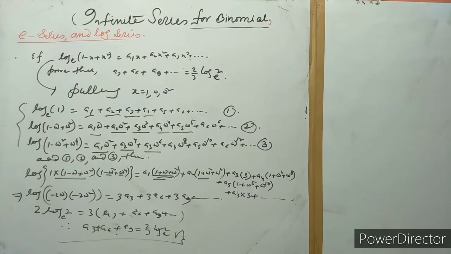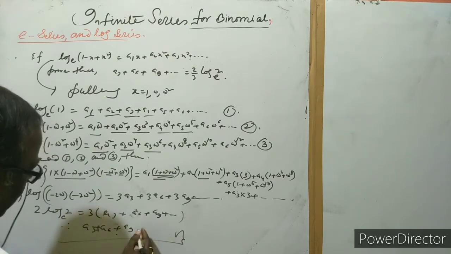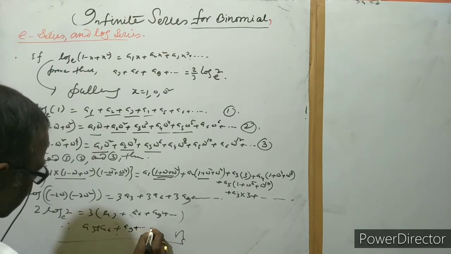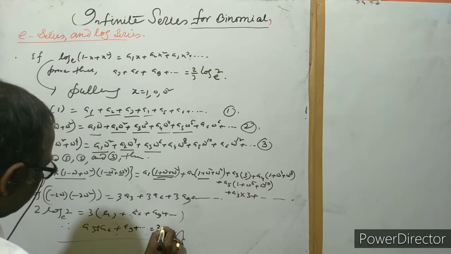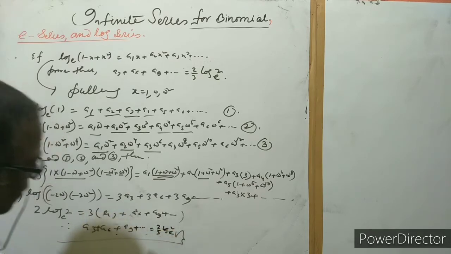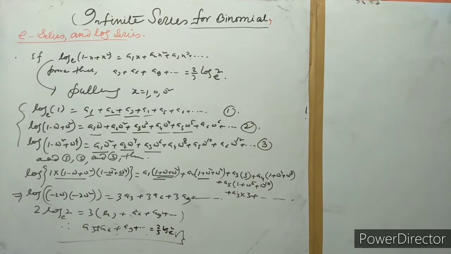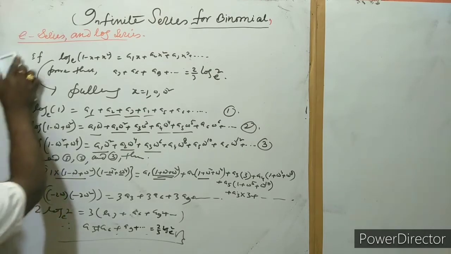Now next problem. Okay, there is dot dot. Okay, it is dot dot, and this is equal to 2 by 3 log 2 to the base. Okay. Now follow the next problem.